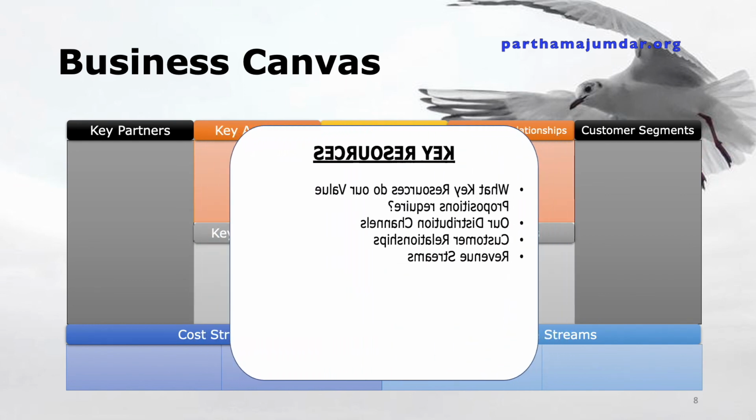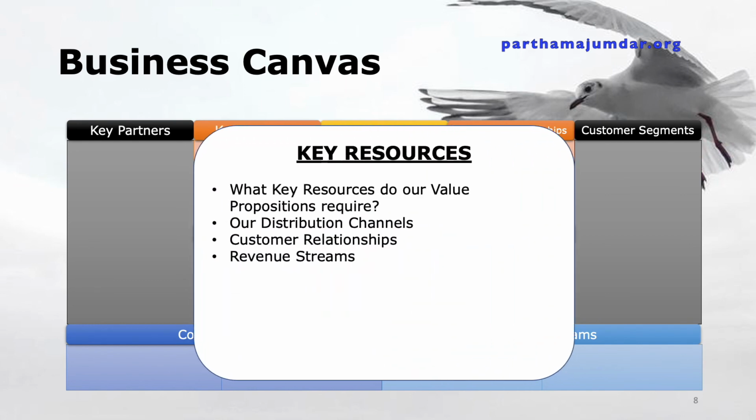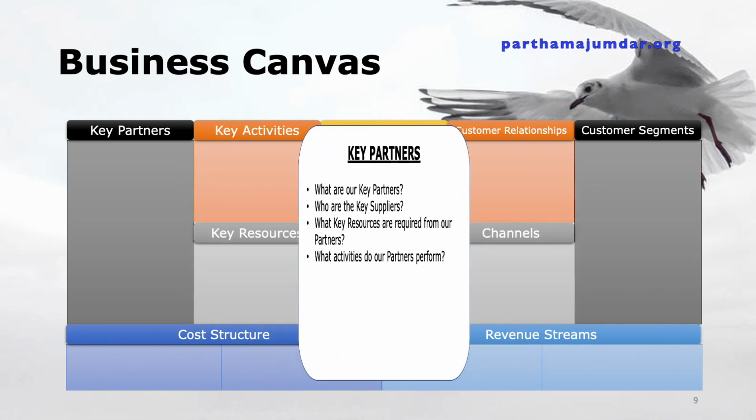Once we have defined the key activities, we need to identify what are the key resources we require to support the key activities. Typically we require to answer questions like, what key resources do our value proposition require? Again, we need to identify what are distribution channels, customer relationships and revenue streams.